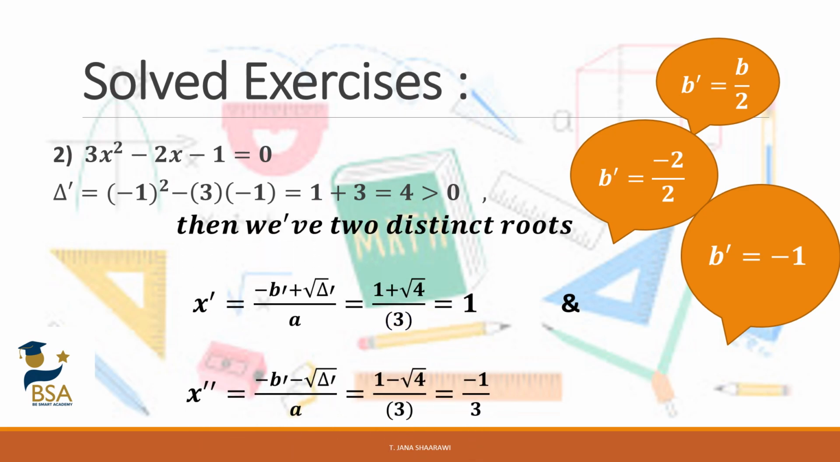You as a student, you can choose anything you like. If you like delta, you can use delta. If you like delta prime, you can use delta prime. So here in this case, delta prime is easier because the number b is even.